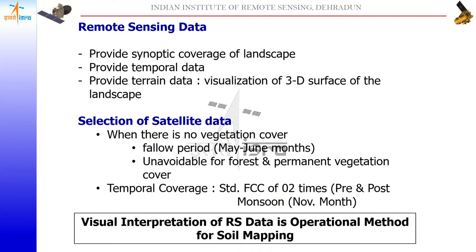Visual interpretation of remote sensing data is the operational method for soil mapping, not a digital method, because here we want to study the soil forming factors. As I told you in previous slides, surface reflectance may be the same, but the soil may not be the same. That's why digital soil mapping or only interpretation of surface features is not sufficient.